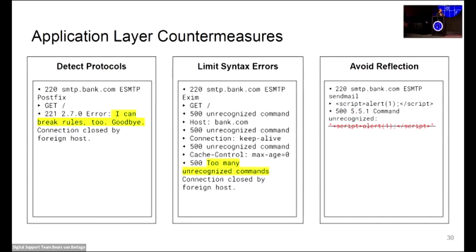There are also implementations that have reduced the number of reflection vectors, so JavaScript can't be reflected, for example. But all these things can lead to incompatibilities. They can only prevent known attacks, and more importantly, they happen after authentication, they happen after the TLS handshake. So there could be bypasses, and TLS can prevent them.